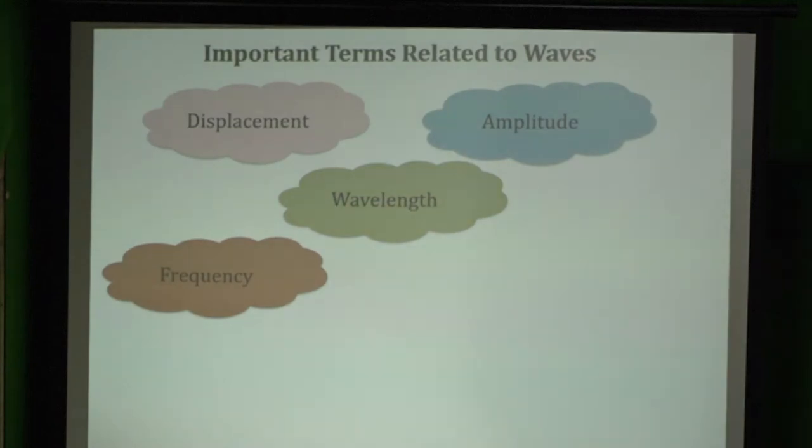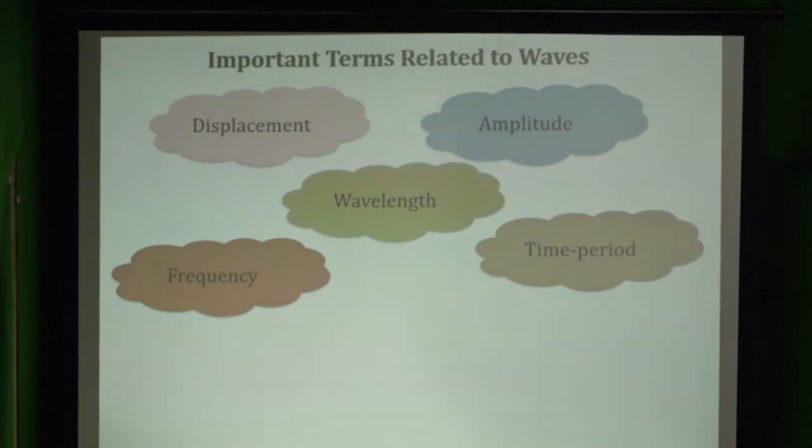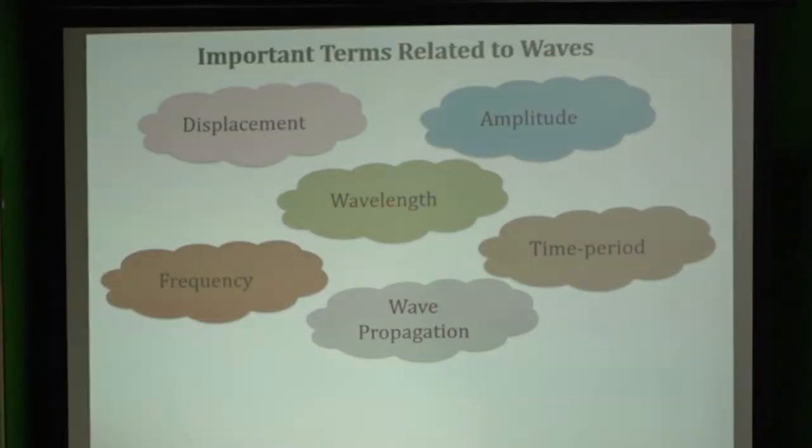And the next one is frequency. Frequency is the total number of waves that can pass through the point in 1 second. And the inverse relation of frequency is time period. So time period means it is the time taken by one complete wave to pass through the point. And wave propagation. Of course, I talked about wave propagation in my previous lesson based on Huygens' principle. So I hope you know how wave actually propagates.